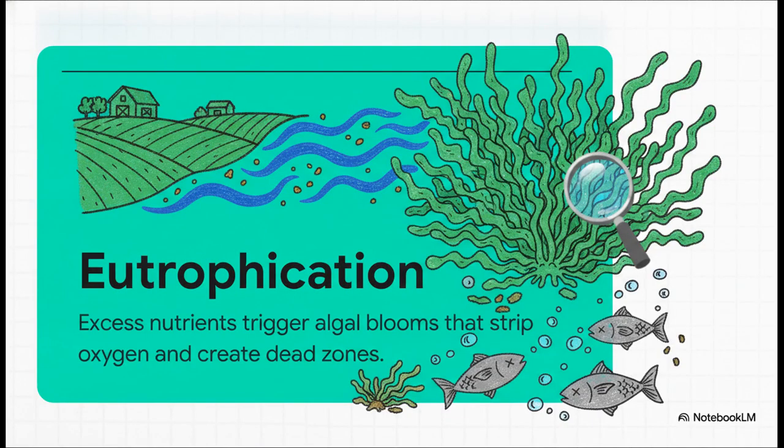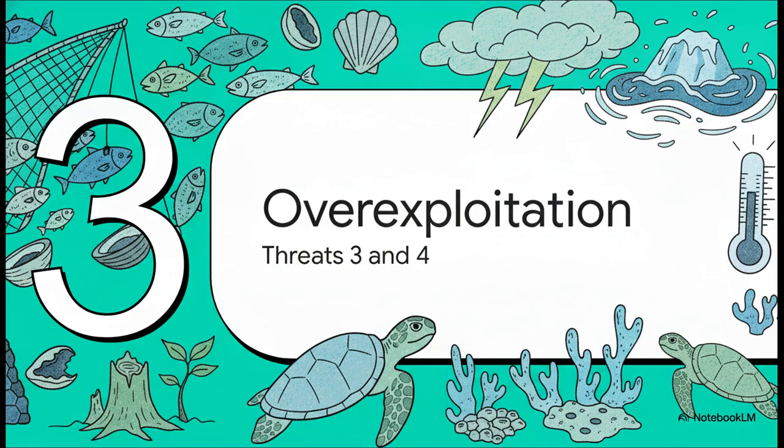Let's look a little closer at one specific form of land-based pollution: agricultural runoff. In plain language, fertilizer washes off farms, flows into the ocean, and causes algae to just explode in growth. But when that massive amount of algae eventually dies, its decomposition strips the surrounding water of oxygen, literally suffocating everything else. The precise scientific and legal term for this process is eutrophication, and it results in the creation of marine dead zones. Moving on to Section 3, Overexploitation and Climate Change.